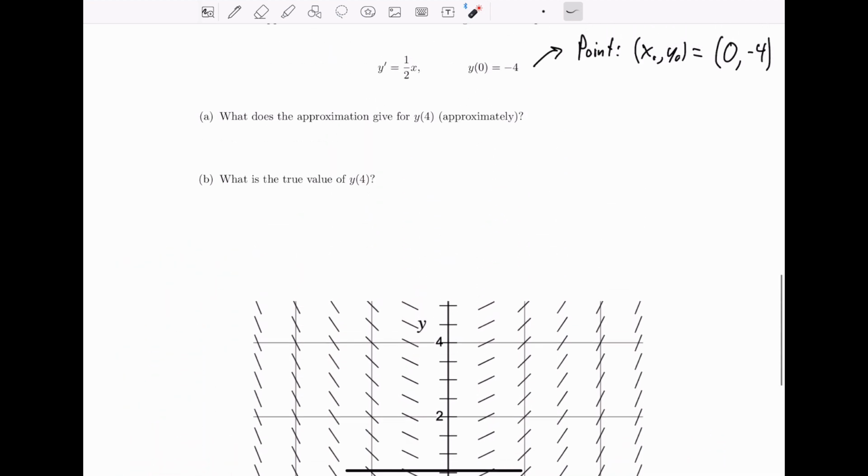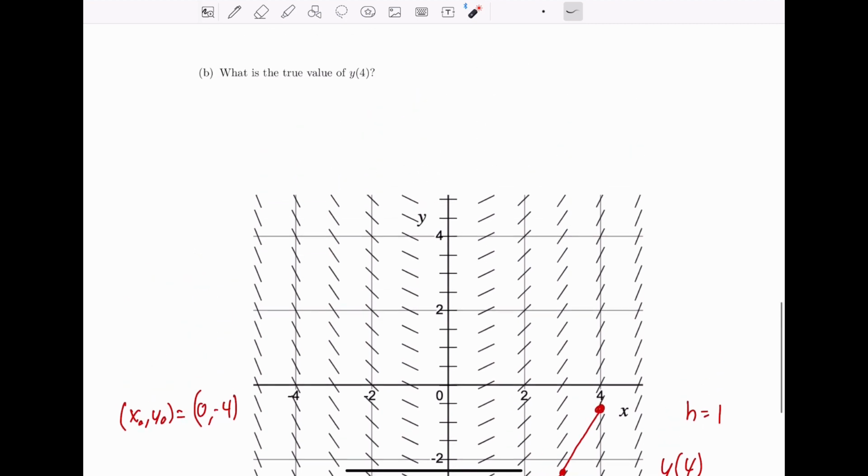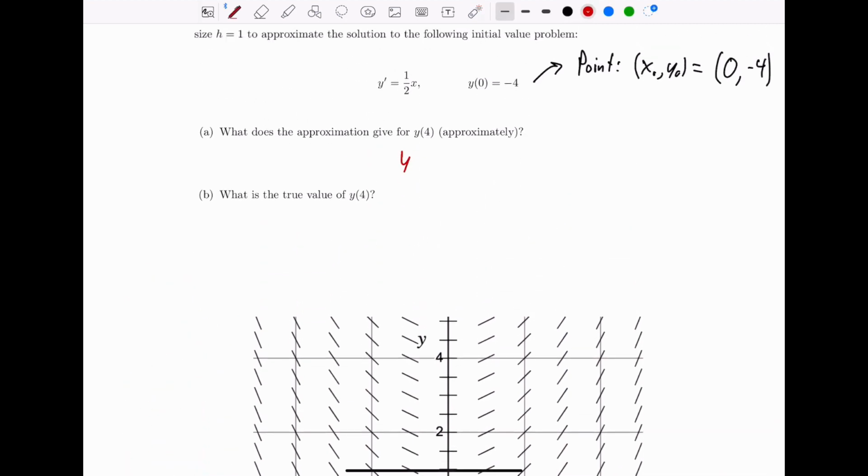Now, we were supposed to find what does the approximation give us for y of 4. So what we've graphed here, this is an approximation to the solution curve. The solution curve might look something more like this. We don't really know. We just have approximate values that are close to being on the solution curve. So y of 4, that is the y value that we found when x equals 4. And y of 4, it looks like it's at, I don't know, roughly -0.3 or something. So we'll just say our approximate value for y of 4 is approximately -0.3. We're just using approximations here.